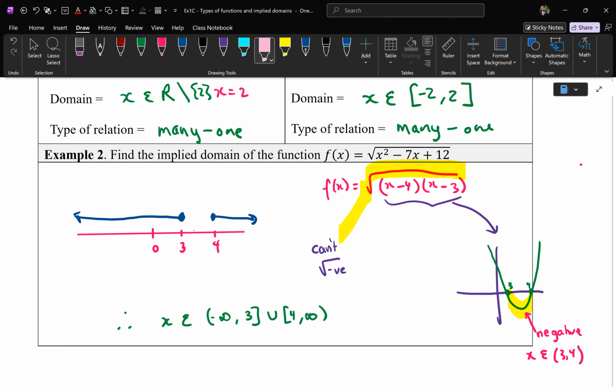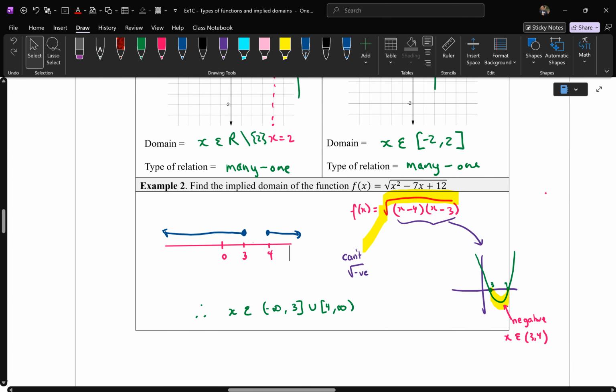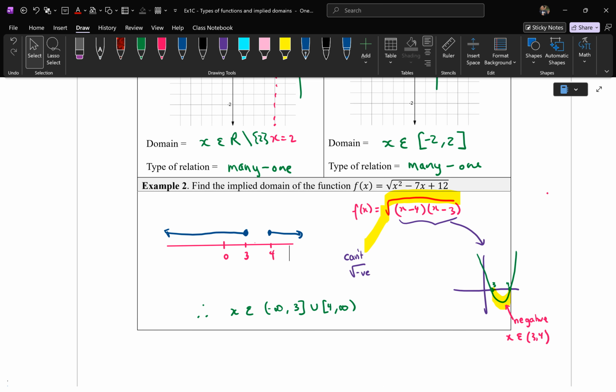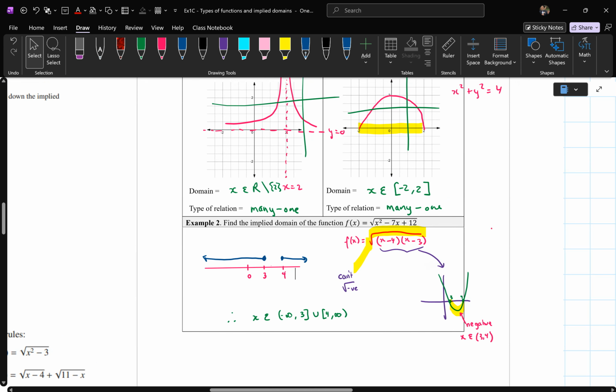Okay, so 1C, to summarize, you have to learn implied domain and types of relation. If you know how to determine types of relation and you're pretty confident in finding implied domain, you're done. 1C is done, tick it off, move on to the next exercise. Okay? All right, here we go. We're moving on to 1E now.